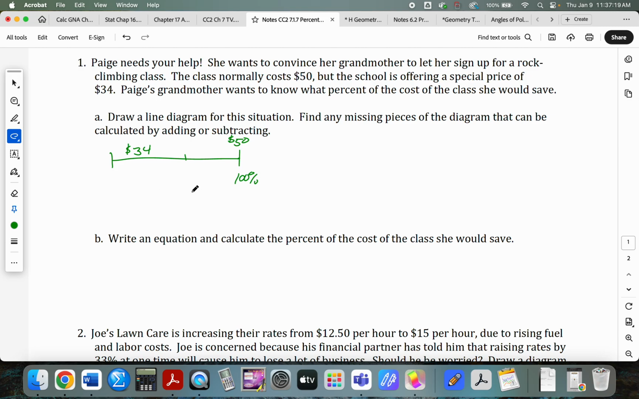And what we want to know is the percent of the cost of the class she would save. So do we want the percent that goes with 34 or subtracting? We can get that, that's 16. So that should be something you have on your diagram. Which part do we want to know? The percent that goes with $34 or the percent that goes with $16? Anybody? The 16. This is what we want to know.